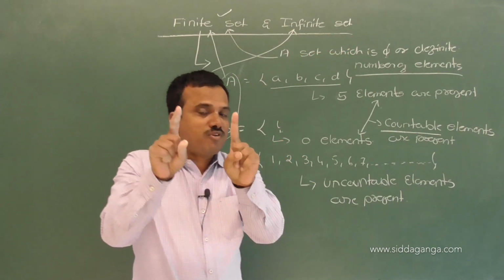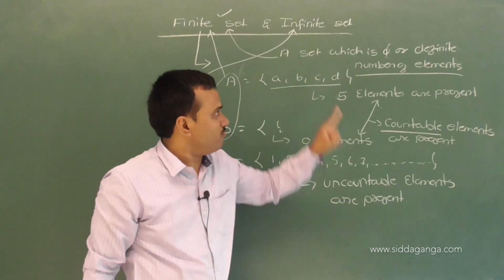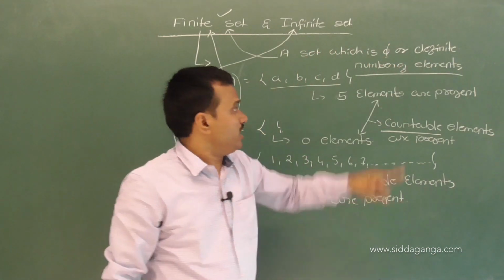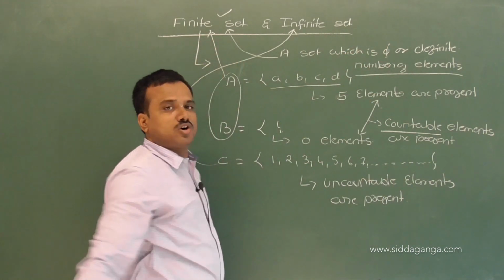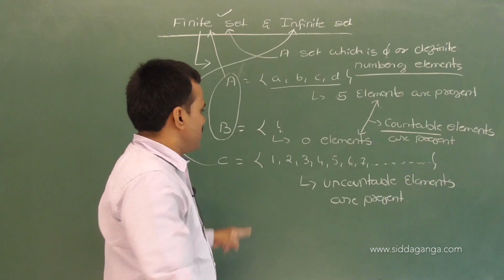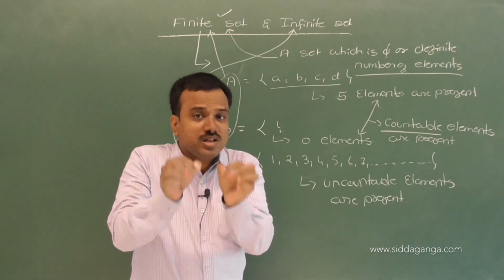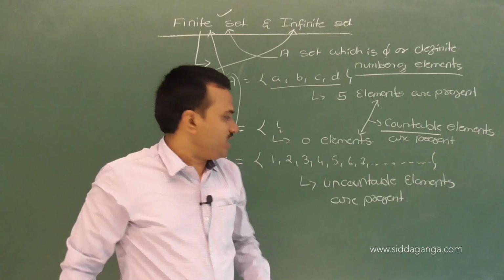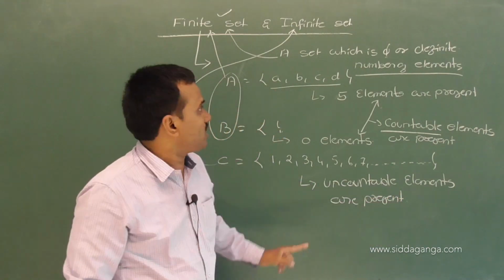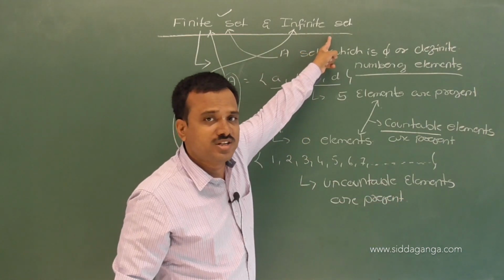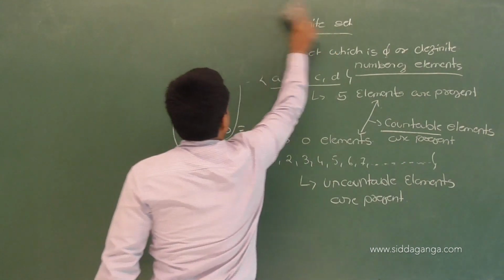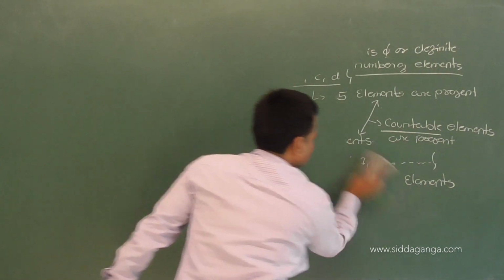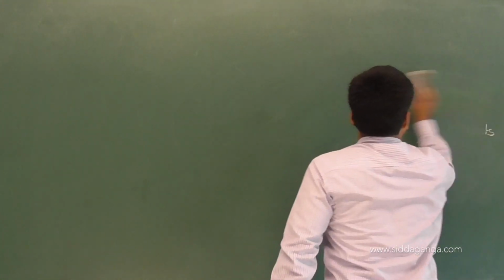Once again I explain: a finite set means a set which is empty or has a definite number of elements present. An infinite set means uncountable elements are present. Clear? So for that, I write one more example, because this is a very important concept.